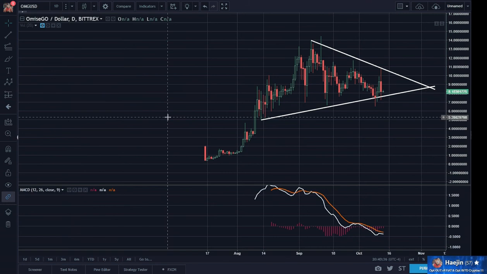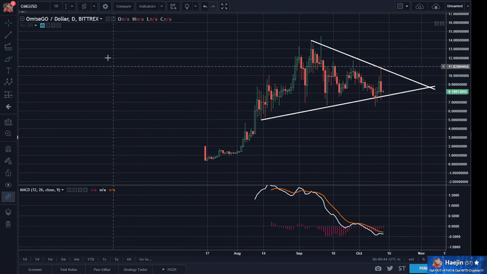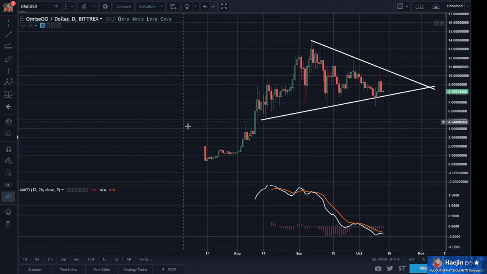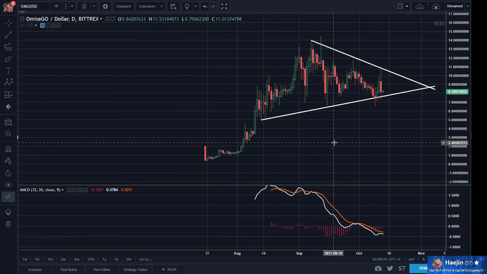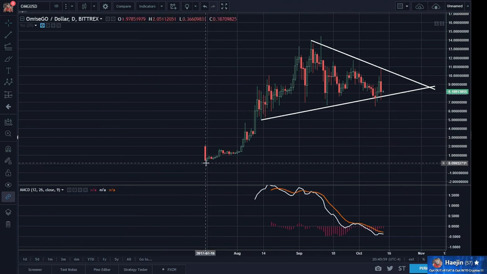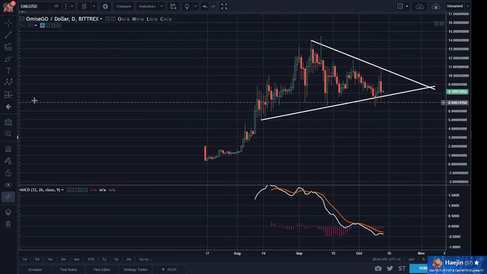Okay, good evening, everybody. I wanted to first put out an update for OMG, OmiseGo. I'm using the Bittrex price feed, and the way I see it right now going, I have a little bit of a concern. So we saw Bittrex carries a price from here, I guess. Even from here, you can count 1, 2, 3, 4, 5.